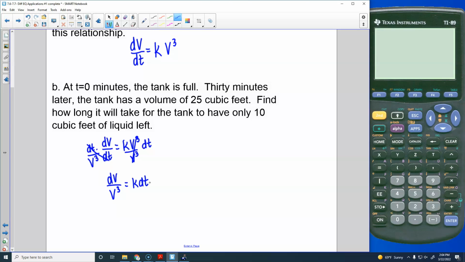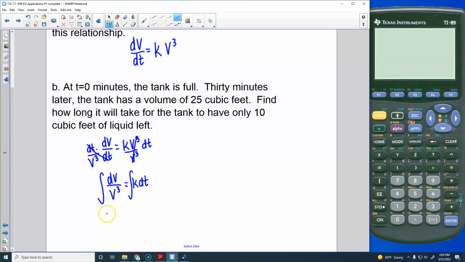All right, so we cannot cancel those V's. dV is a separate variable. Think of it like a z or something. Those two are together and cannot be separated. It's not really V, right? So we need to integrate both sides. What are we going to get when we integrate that left-hand side?